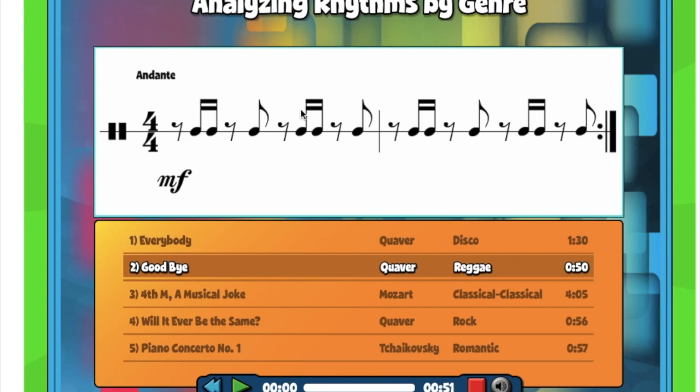A common reggae rhythm, don't be scared. These are 16th notes and these are 8th notes. So we're going to go rest, ticky, T, ticky, T, ticky, T. Listen. Ticky, T, ticky, T, ticky, T. Okay?